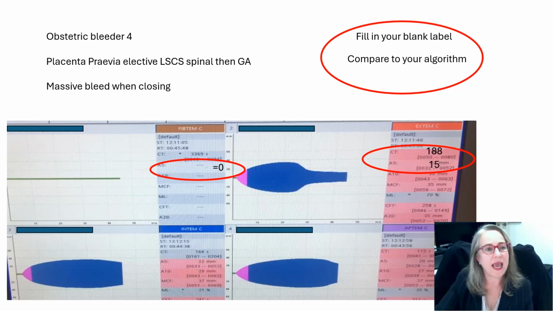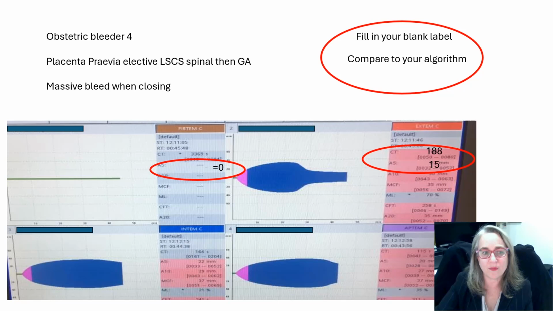Now let's talk about obstetric bleeder number 4. This is a placenta previa and an elective Caesar, spinal, changed to a GA. A massive bleed when they were closing. So at first it was okay actually. It was when they were closing that the bleeding was really noticed.